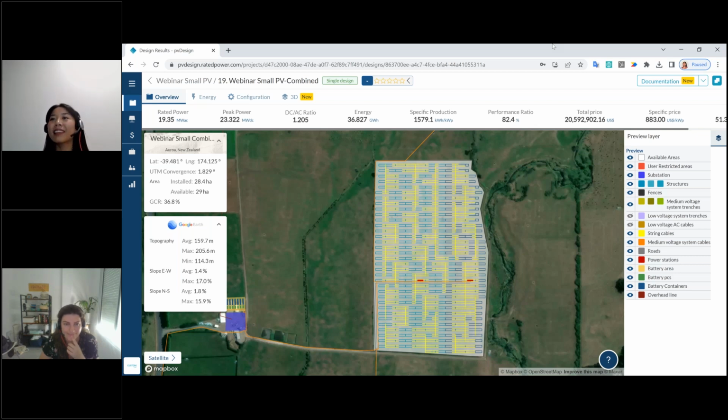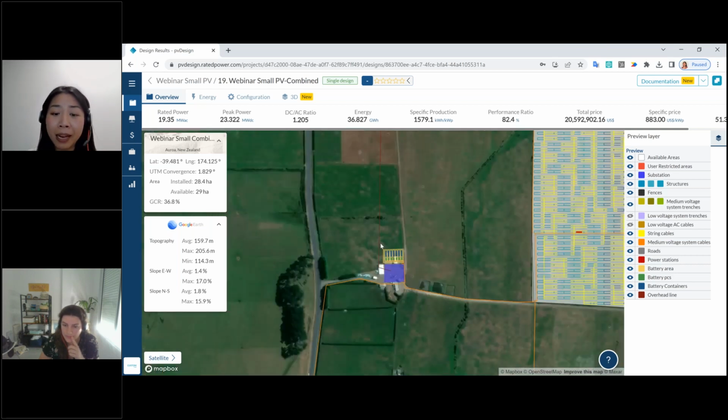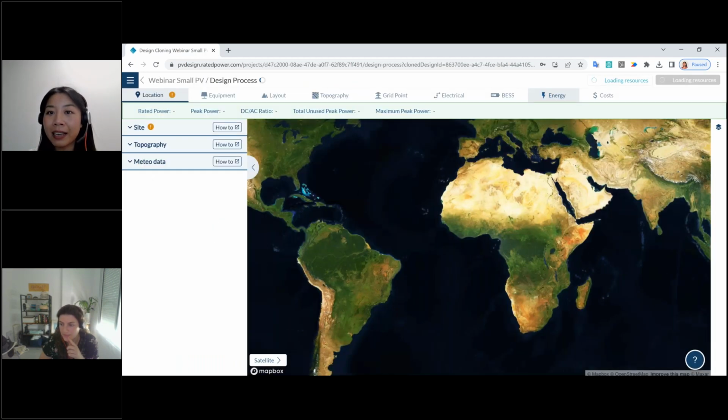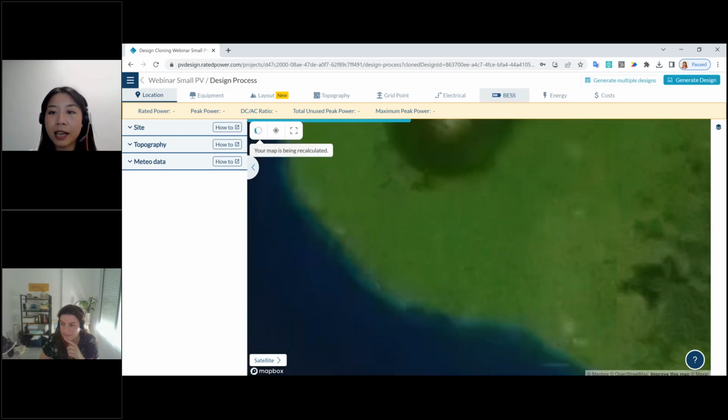Okay, I see 2 more questions coming in. I will go ahead. Is there a BESS design functionality? Yes, we actually included a battery storage system in this design. So I will just enter the design phase to show how pvDesign can give you a BESS design.